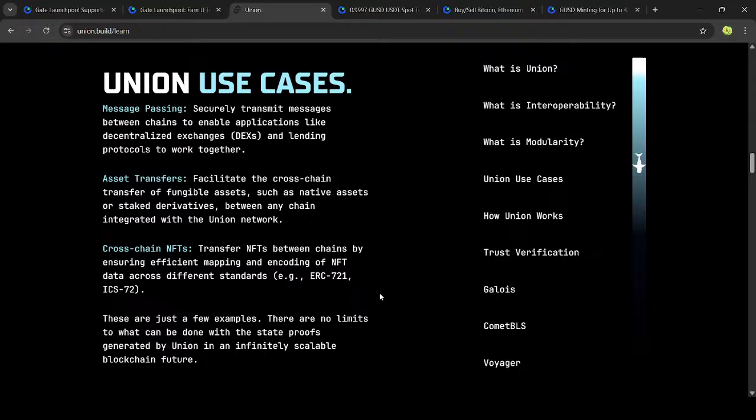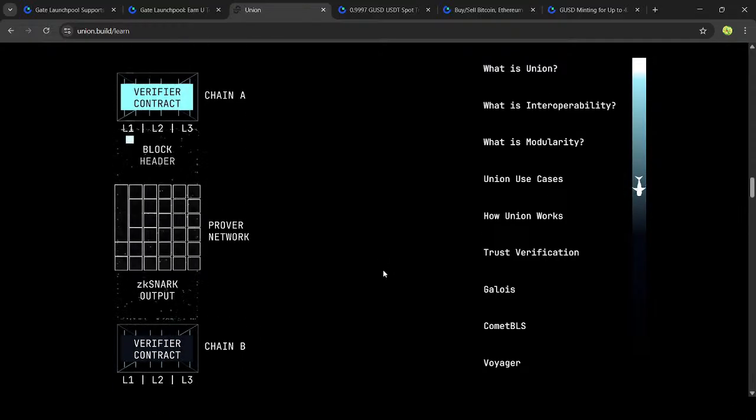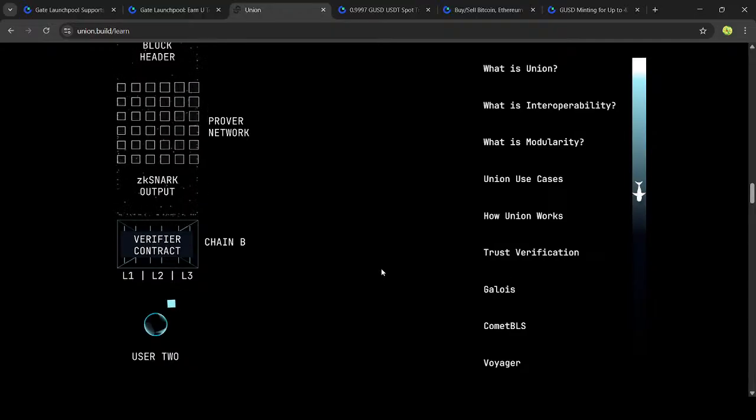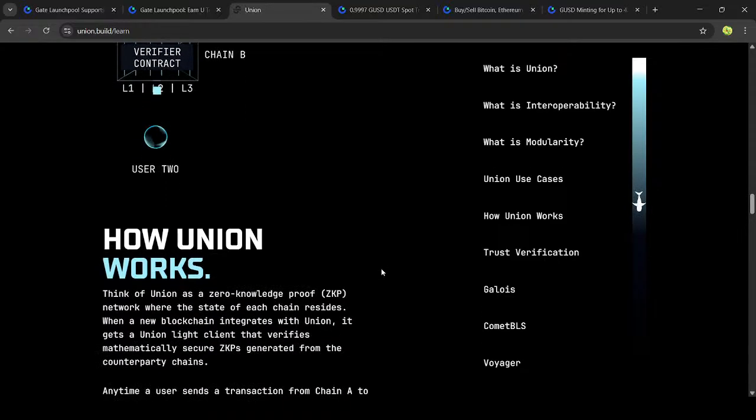Transfers between chains integrated with the Union network, and the transfer of NFTs between chains, cross-chain NFTs, are sent by ensuring efficient mapping and encoding of NFT data representation. Guys, these are just a few examples, and they are not limits to what can be done with the state proofs generated by Union in the infinitely scalable blockchain future, guys. So the verification contract on chain A takes the block header, the proving network produces the ZK-SNARK output, and the verification contract on chain B, layer 1, layer 2, or layer 3, verifies it.